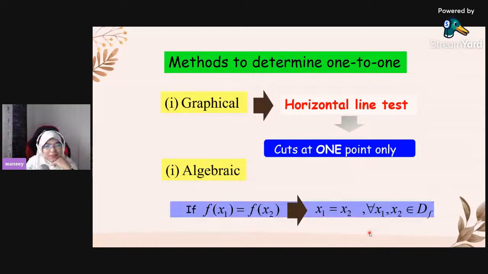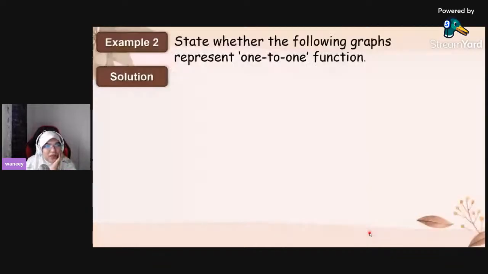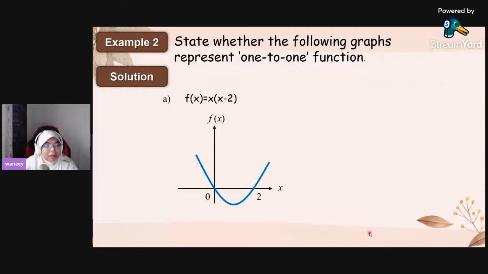Okay, so now example 2. State whether the following graph represents a one-to-one function. You are given a graph, f(x) equal to x(x minus 2). So this is basically a quadratic graph, definitely a smile because we have a positive x squared. So definitely a smile graph, cutting at 0 and 2.